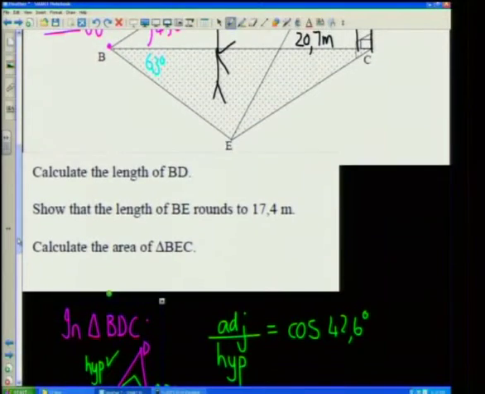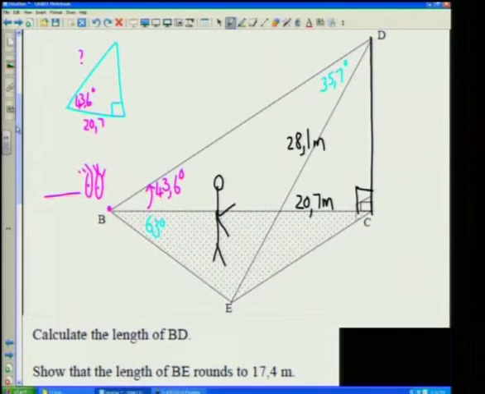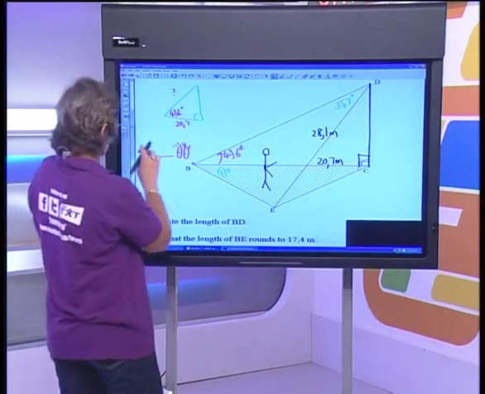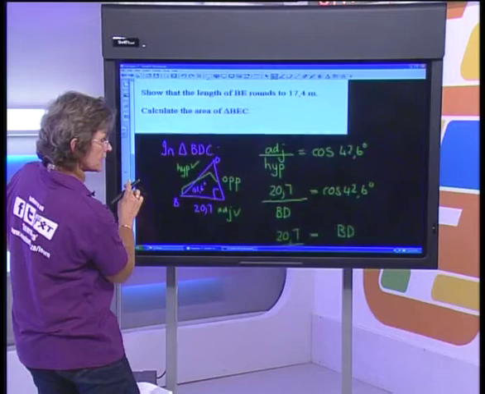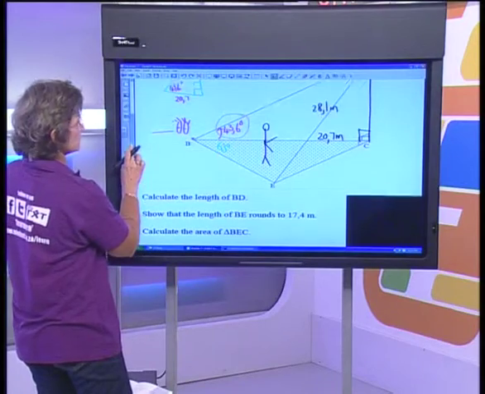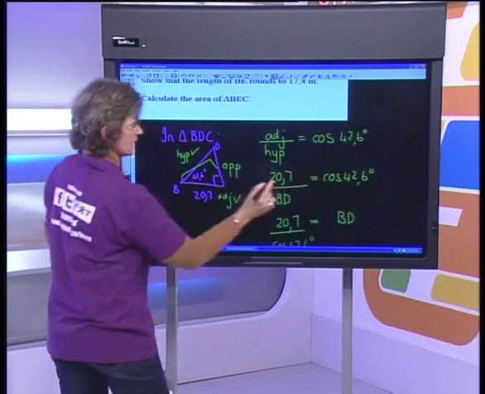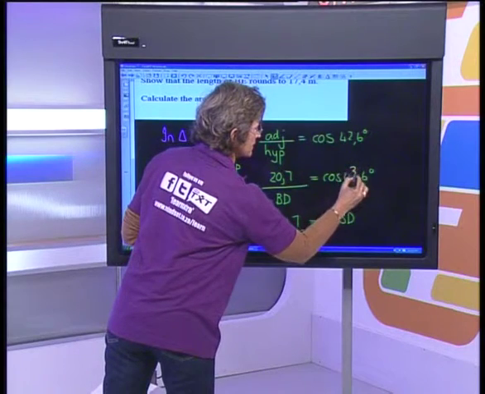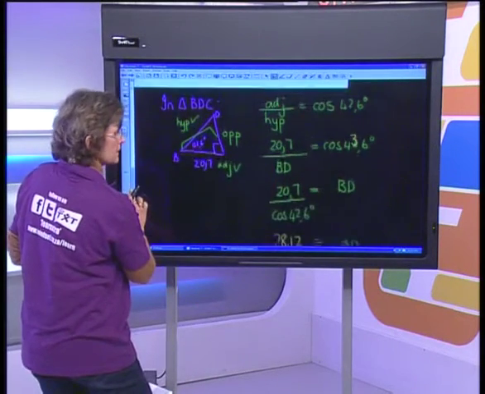Okay, it says, show that the length of BE rounds to 17,4 meters. Right, so let's look at our picture again, and we want BE, and we need that to be 17,4. Okay? So let's have a look. I am just a little bit worried because I'm looking at this. Yes. That's a 43,6. And when I wrote it down here, I wrote it as a 42,6. And that's going to mess things up a little bit, okay? But it shows you that you should always check.